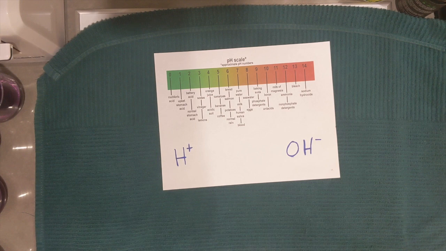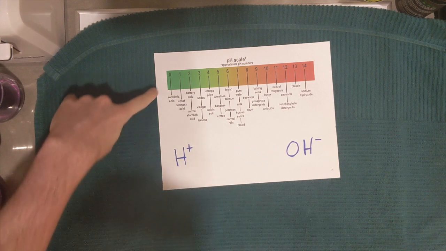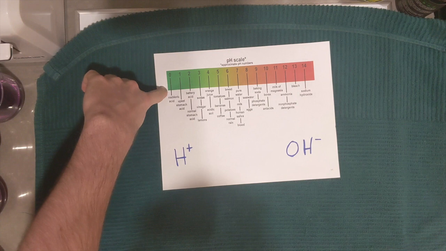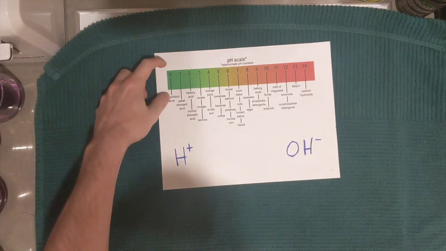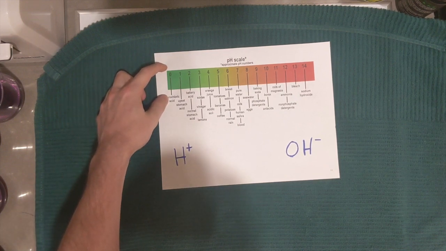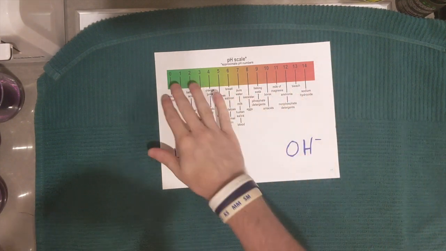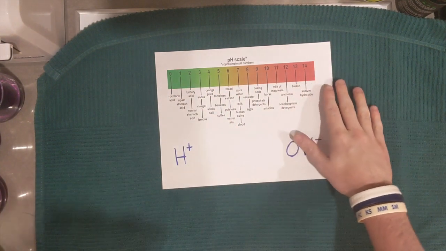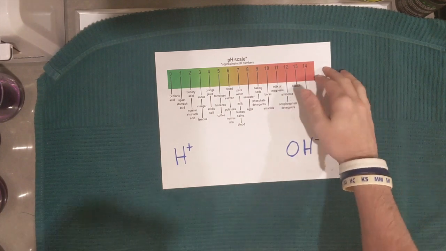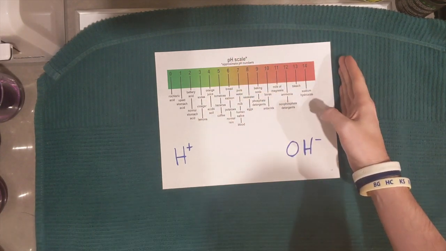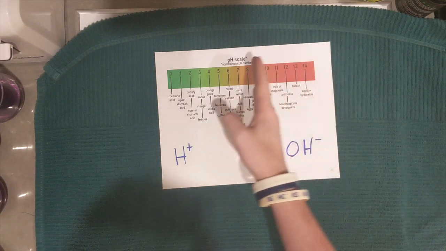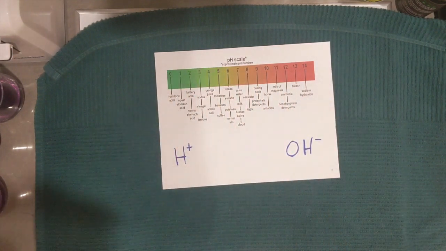pH refers to the concentration of an acid, how acidic or how basic something is. Way down here at the bottom end of the pH scale is our super acidic stuff, really, really strong acids. And at the top of the scale, 0 to 14, so the 14s, we have really, really strong bases. Anything above 7 is considered a base. Anything below 7 is considered an acid.